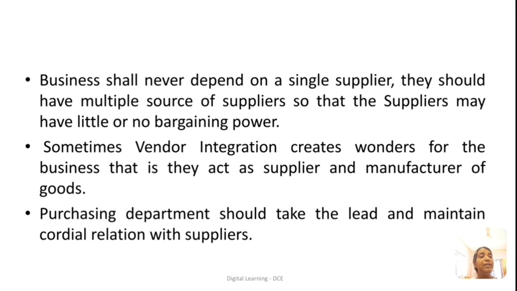Business shall never depend on a single supplier. If the business depends on a single supplier, what happens? The single supplier will have monopoly rights. He may sell the supplies at higher prices. He may demand more for his commodity. In such cases, he will be in a good bargaining position. But if there are multiple sources of suppliers, the suppliers will have little or no bargaining power.